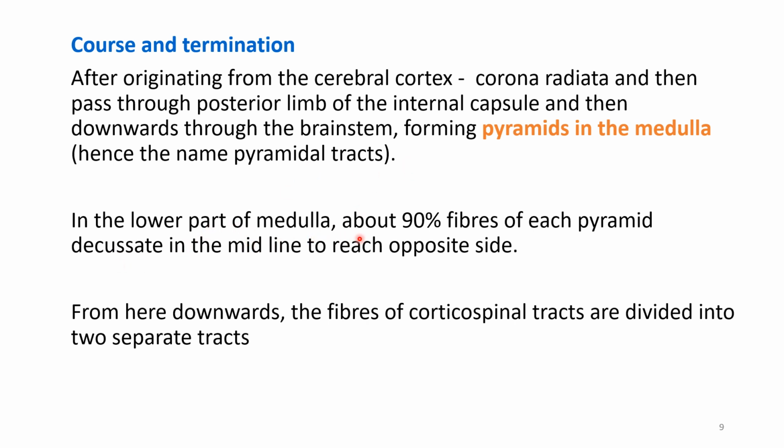In the lower part of the medulla, about 90% of each pyramid decussate in the midline to reach the opposite side. So 90% of these fibers will cross to the opposite side and 10% won't cross. From here onwards, they will come downwards. And these fibers of corticospinal tracts are divided into two separate tracts.